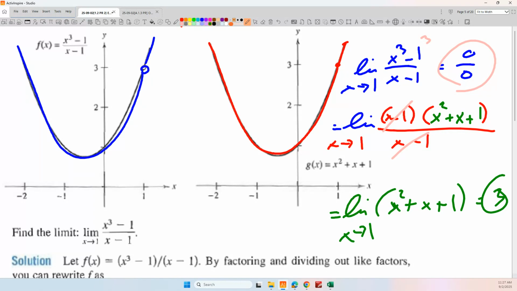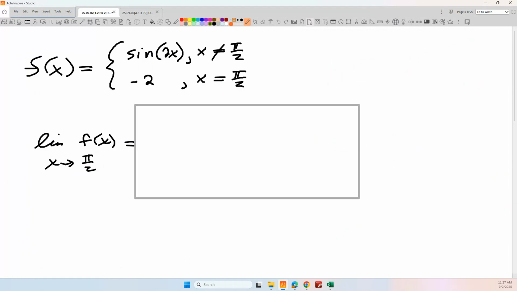So if we break this down to the nitty-gritty of doing the algebra to resolve the indeterminacy, how are we thinking about that? Well, we've got to factor the top and the bottom so we can cancel the factors that are causing the 0 over 0 behavior, the indeterminacy. Okay? Let's try another one.